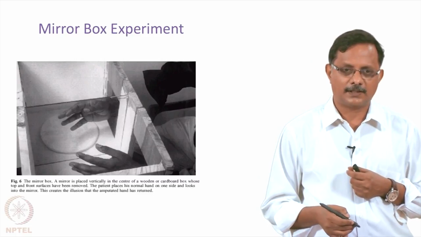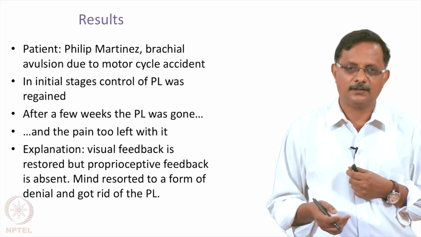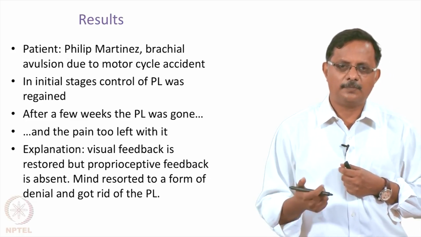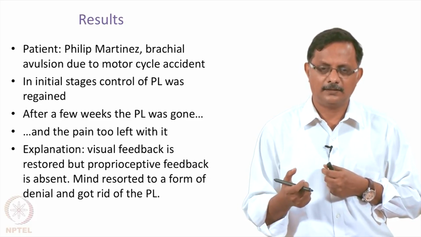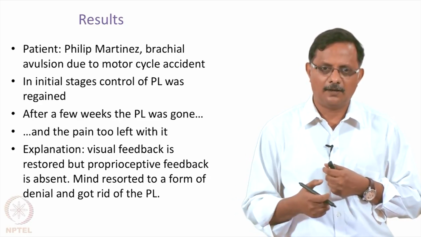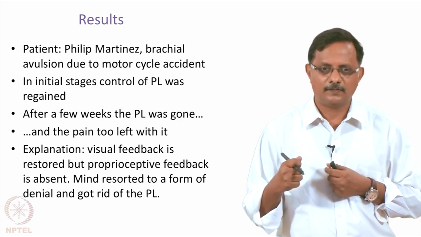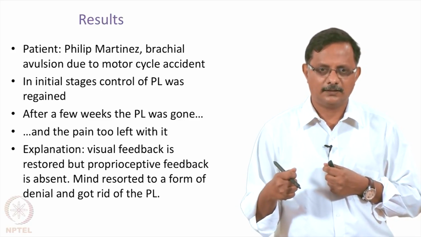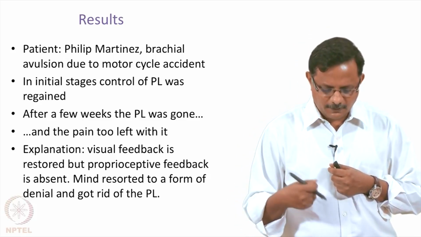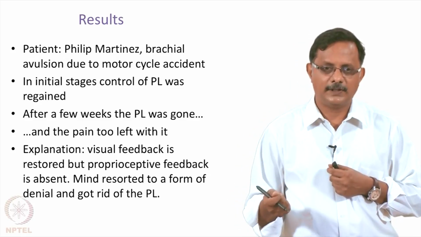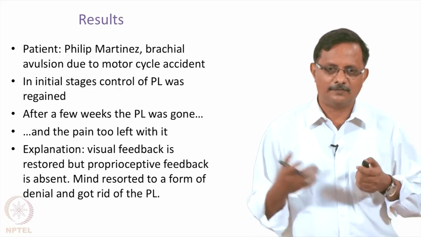This was first tried on a patient called Philip Martinez, who suffered from brachial avulsion. The brachial plexus is basically a kind of bundle, a junction area which connects the spinal cord with the arm, and in a motorcycle accident the nerves were yanked out of their nerve roots, and therefore the patient had a phantom limb sensation. When the patient worked with the box, after a few weeks the phantom limb was completely gone. Since the limb itself was gone, the pain also left along with it.